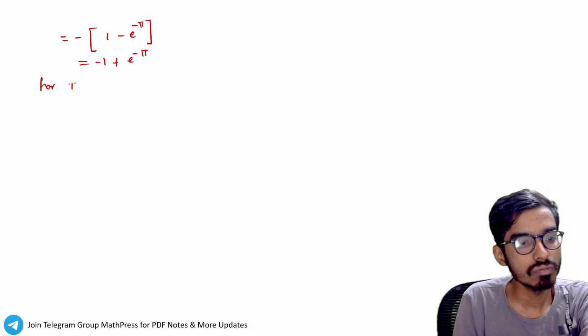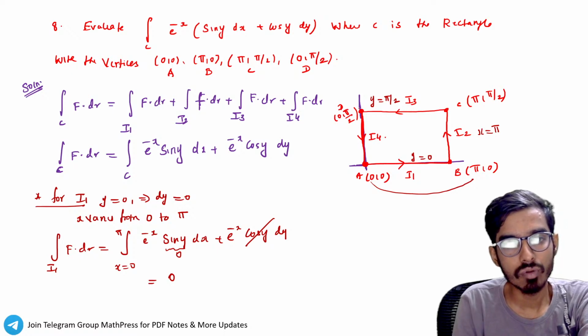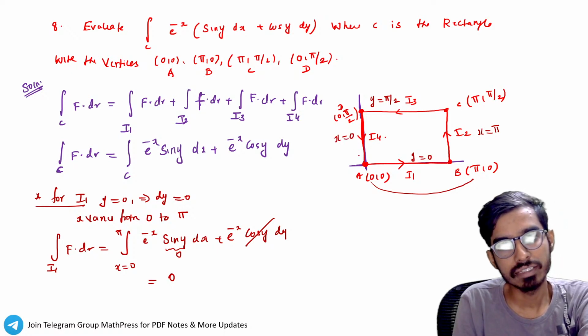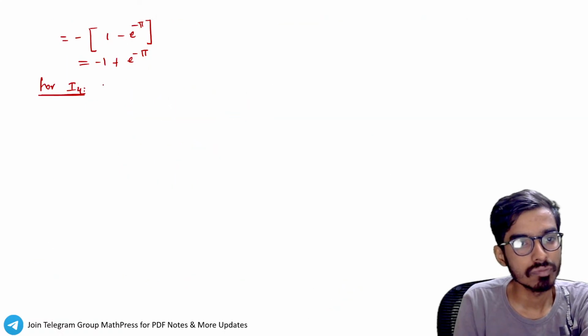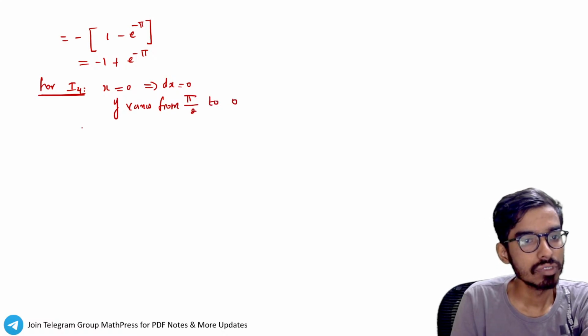Now for I4, x is equal to 0 line, right? This x is equal to 0. Y varies from pi by 2 to 0. X is equal to 0, this implies dx is 0. Y varies from pi by 2 to 0.